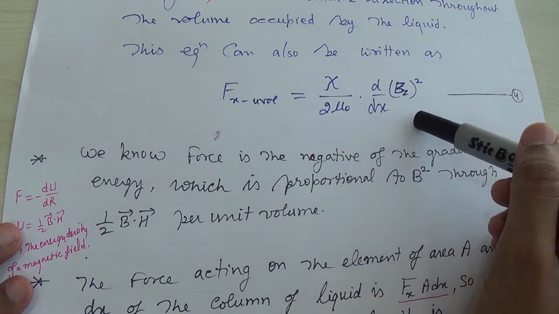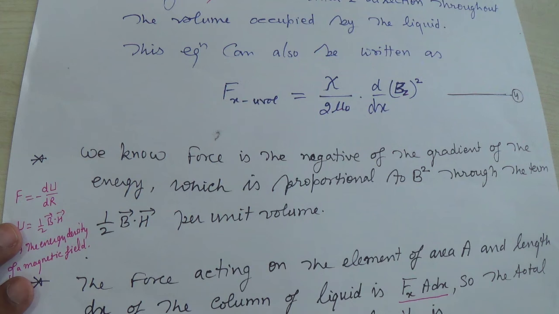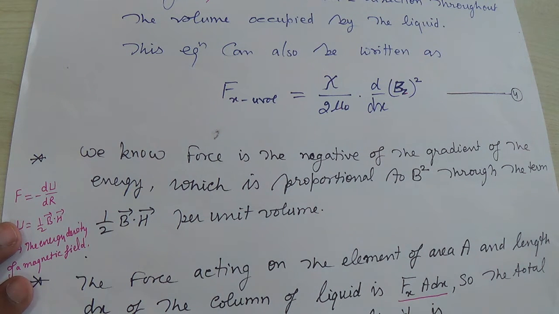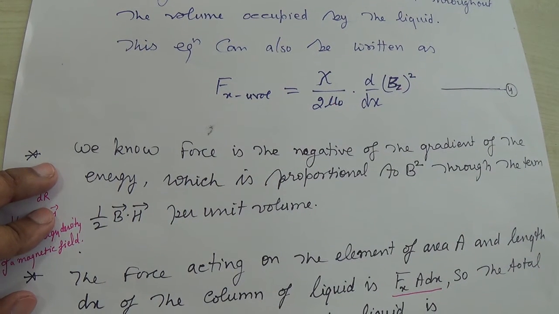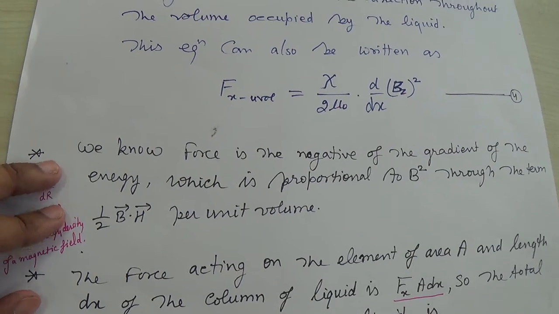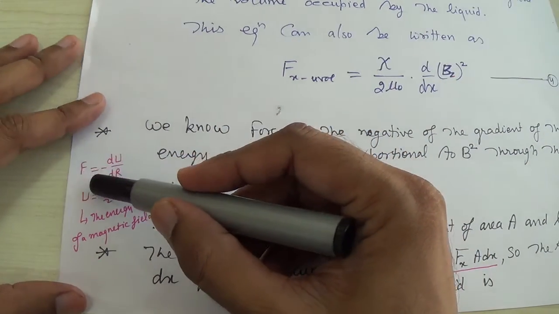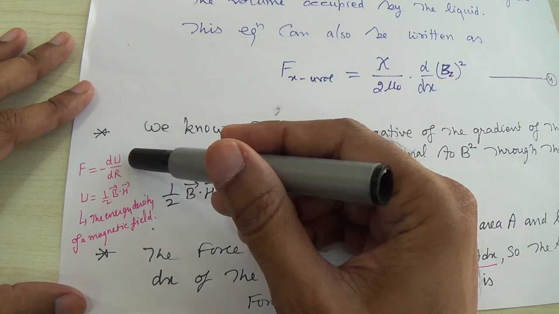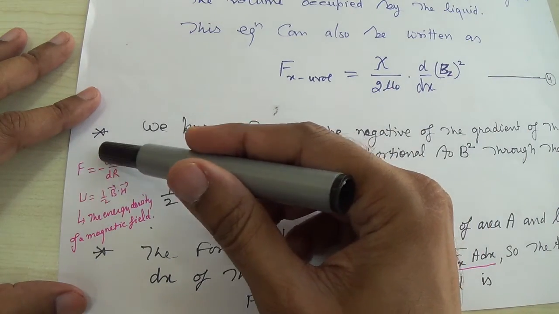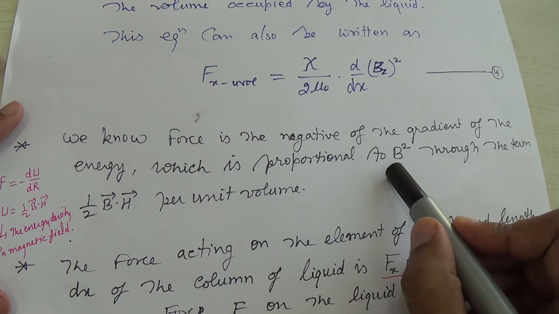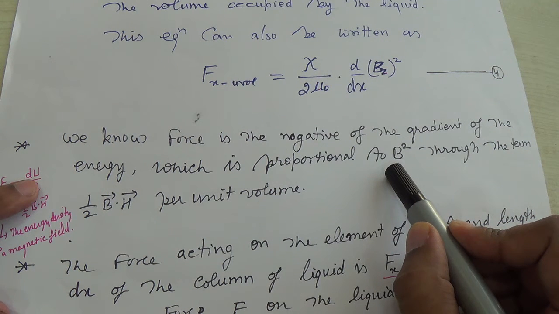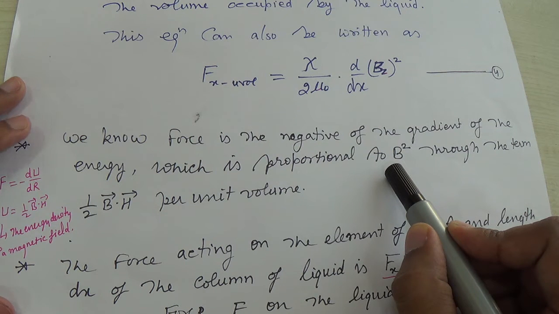So here we have the idea of force on a magnetic dipole in terms of the magnetic field and the susceptibility. We know that force is the negative of the gradient of the energy, right? We can define force in this way also: F is equal to minus dU/dr, where U is the energy. So we know force is the negative of the gradient of the energy, which is proportional to B squared. If I define this energy U, it will be equal to 1 by 2 B times H, and again H is equal to B upon mu naught. So when you put in the value of H, that will be B squared upon mu naught.